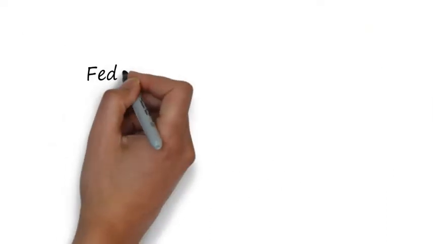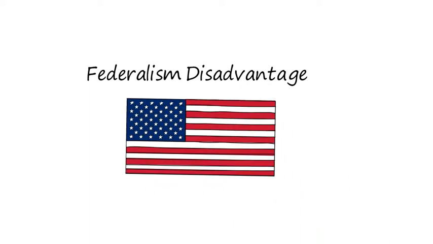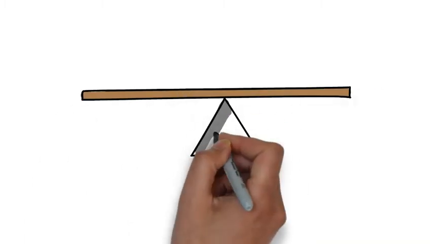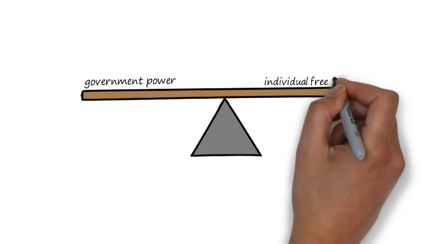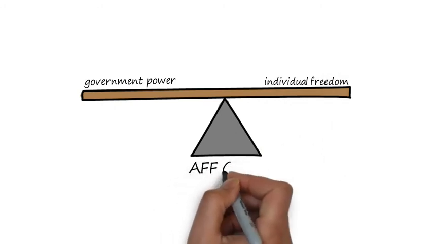The first common disadvantage is called federalism, and it is a very American argument. In fact, arguments about federalism began with the American Constitution and have not stopped since. The essential argument is that a free society requires a very careful balance of government power and individual freedom, and that the affirmative team throws off that balance with their advocacy.